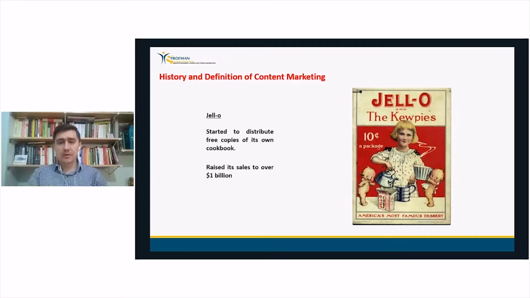So there is another example, and Jell-O is our last example of content marketing in history. Jell-O is an instant gel dessert brand. Actually, it is one of the starters of a technique which is still in use nowadays. Jell-O distributed free copies of its own cookbook, and it is claimed that they raised the sales over $1 billion.